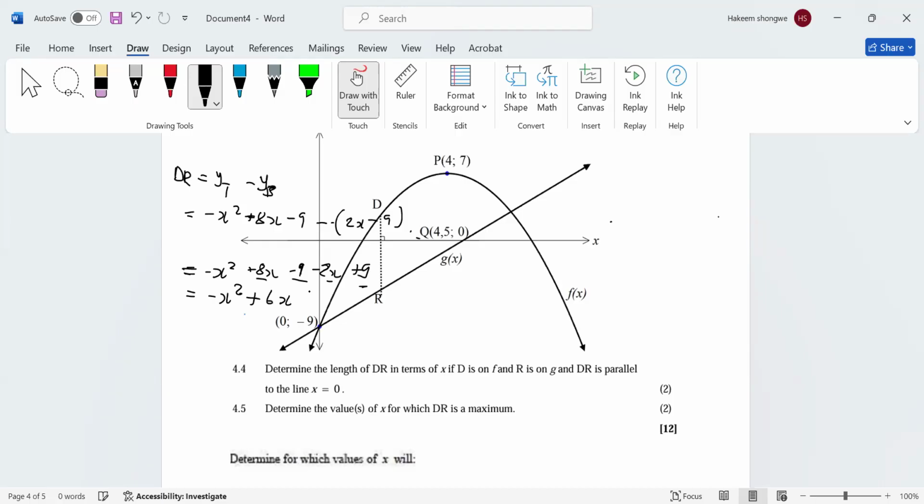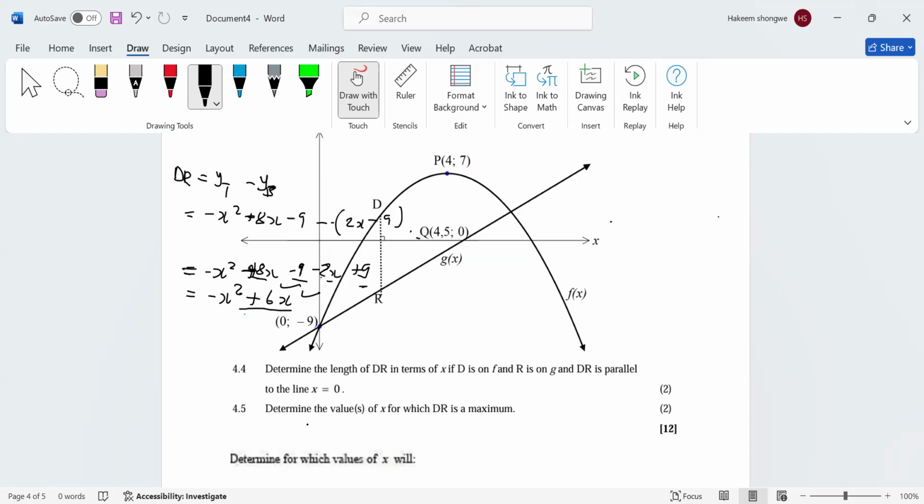It's plus 6x. So it's this one and this one, it gives us plus 6x. They'll give us 2 marks for this. They're going to give us a mark straight here on the answer.